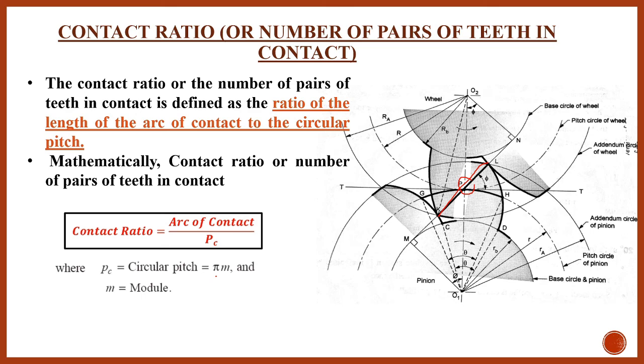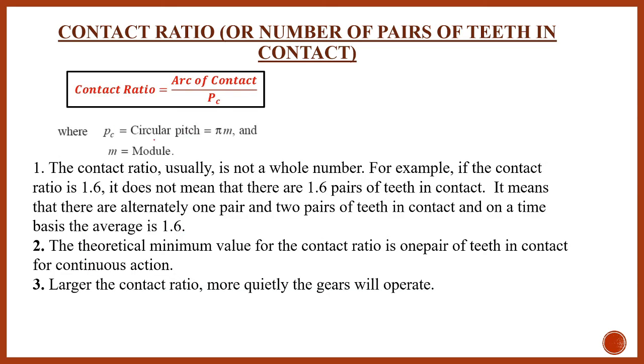Module m is equal to d by t. Either you can take small d by small t or capital D by capital T. Now some facts about the contact ratio. The contact ratio usually is not a whole number. For example, if the contact ratio is 1.6, it means there are 1.6 pairs of teeth in contact. It means there are alternately one pair and two pairs of teeth in contact, and on a time basis, the average is 1.6. The theoretical minimum value for the contact ratio is one pair. If we increase that value, you will find more smooth operation, and both gears rotate very quietly and smoothly. This is the importance of the contact ratio.